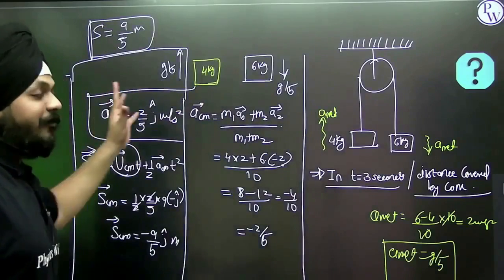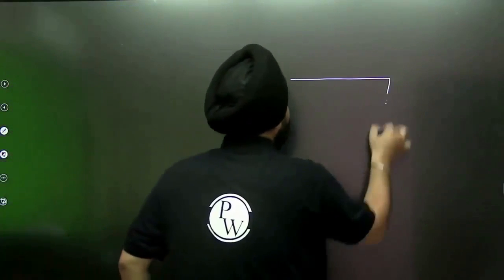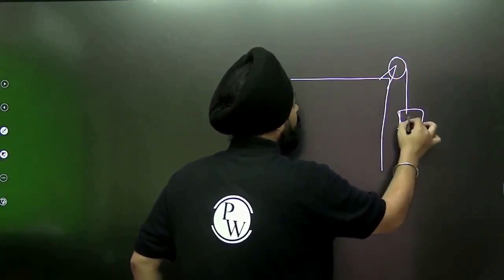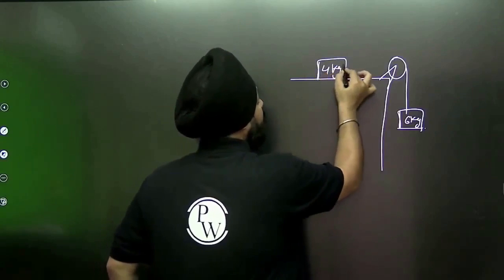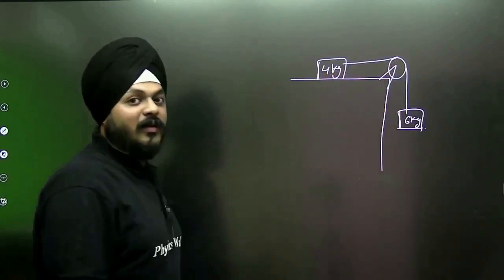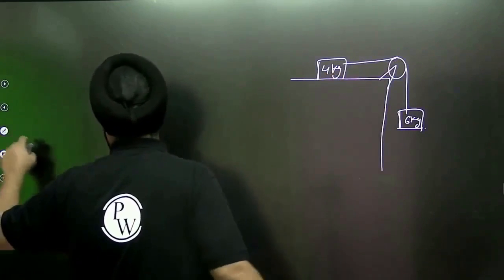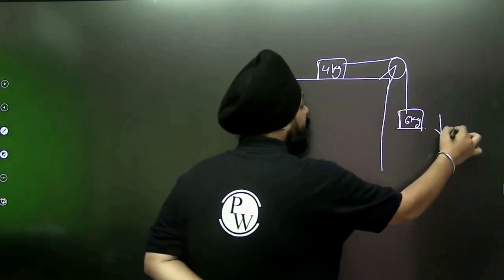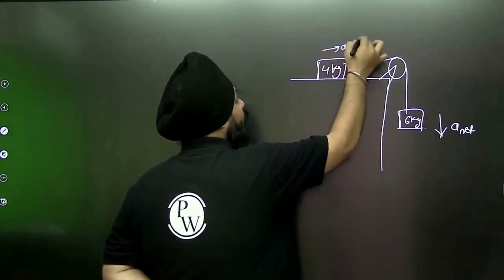If I want to confuse you all, 6 kg, 4 kg. Calculate the acceleration of the center of mass, and in 1 second, how much distance it travels. Simple. Net acceleration is in the downward direction. Here the net acceleration is to the right side according to Newton's law.